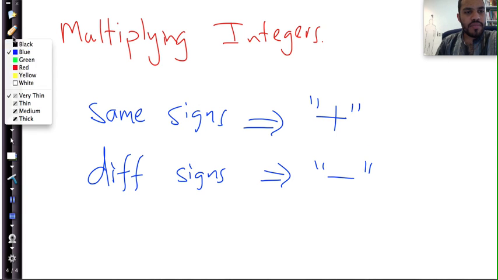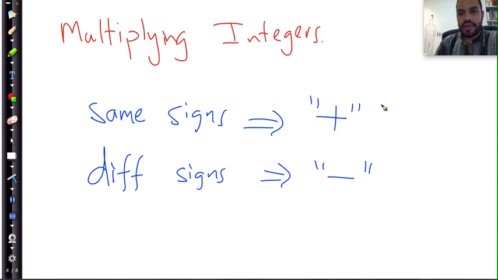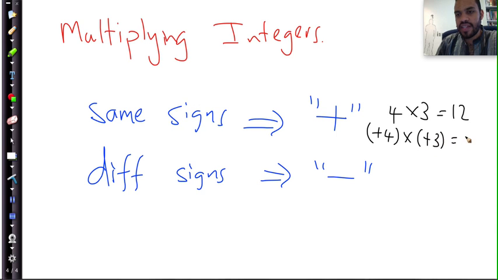Okay, one example of this is if I have to multiply 4 multiplied by 3, the answer is just going to be 12. That's positive 4 multiplied by positive 3. I can also write that as positive 4 multiplied by positive 3, and that's equal to 12. Similarly, another example: what about negative 4 multiplied by negative 3? The answer is also 12. Negative 4 multiplied by negative 3 is going to be positive 12.